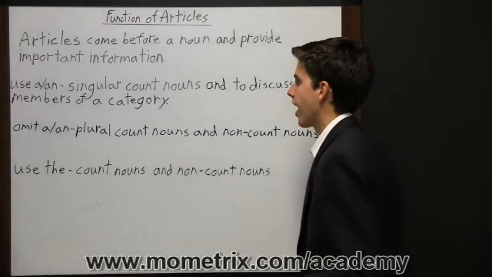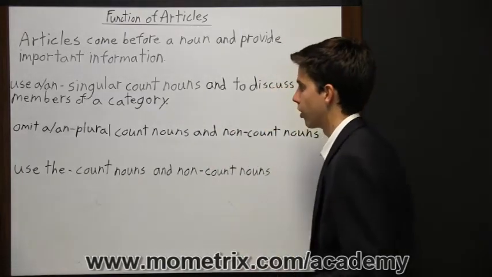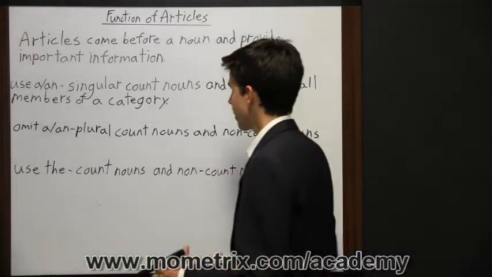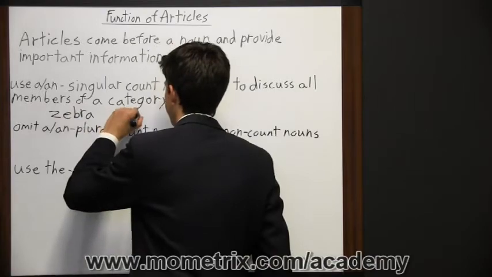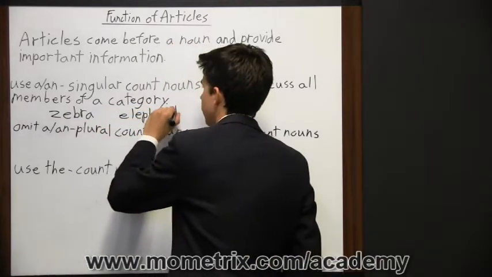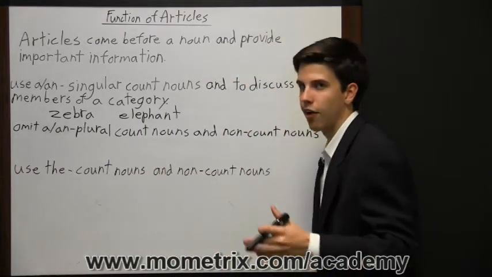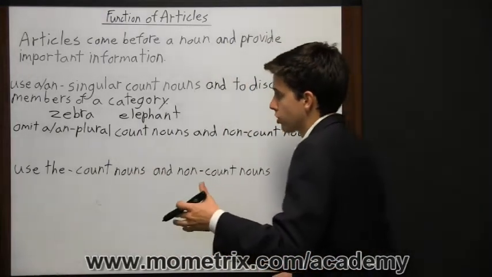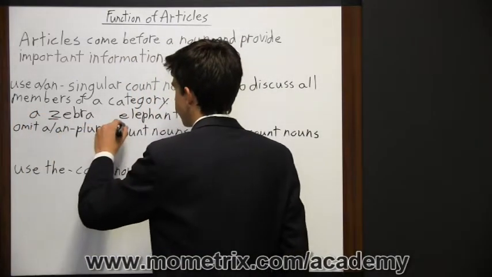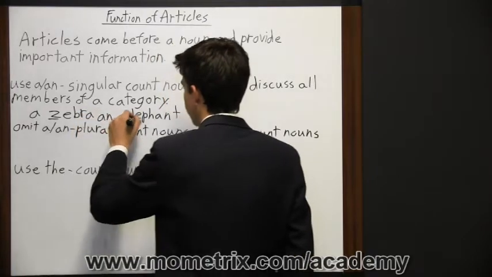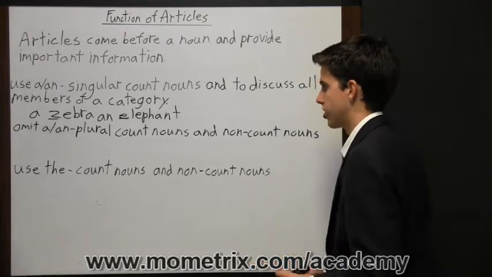So you use a and an before singular count nouns and to discuss all members of a category. So an example of a singular count noun would be zebra or elephant. And so these words are both singular, they're not plural, and they're count nouns because you're able to count the amount of zebras or elephants, and you can make these words plural if you need to. And so we'd put a before zebra because zebra starts with a consonant, and we put an before elephant because it starts with a vowel.